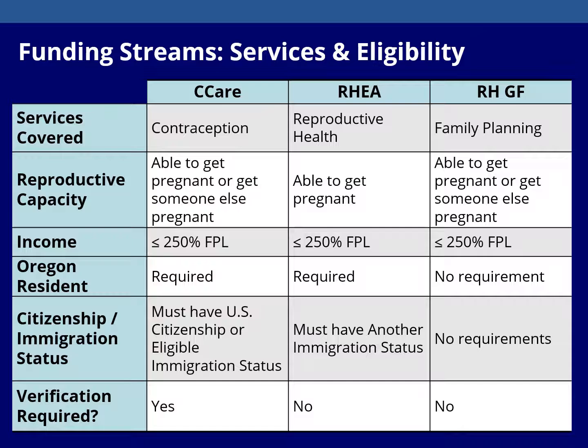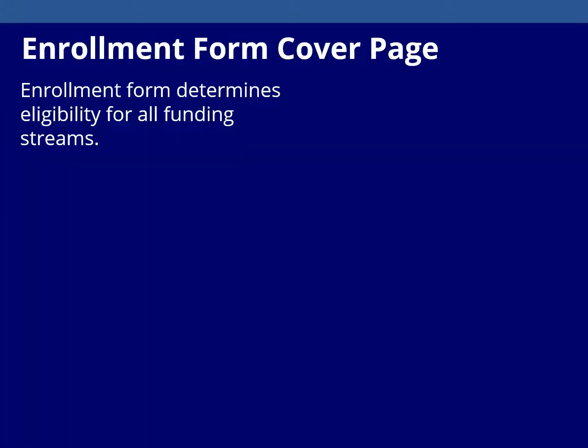However, since your clinics only receive C-Care, we can only cover clients who meet the C-Care eligibility requirements and receive services related to contraception. To reduce barriers for clients, we decided to use the same enrollment form at all of our clinics. This means that if a client is determined eligible at a C-Care only clinic, they can also get free services at a full RH program clinic without having to complete a whole new enrollment form.